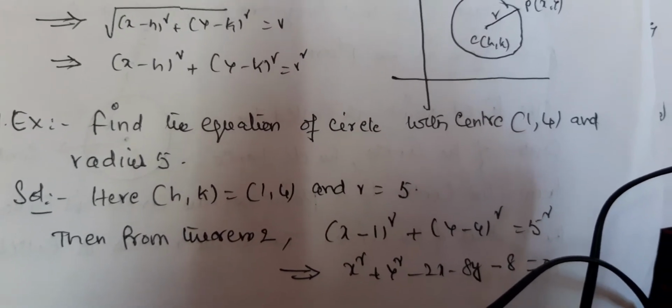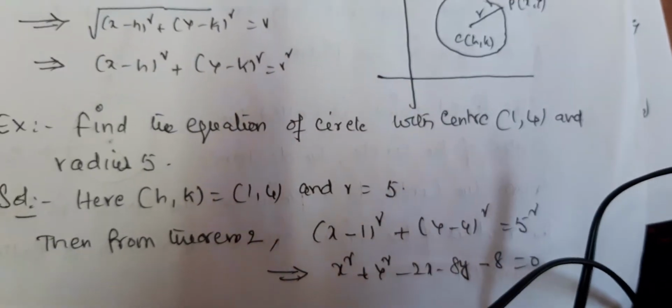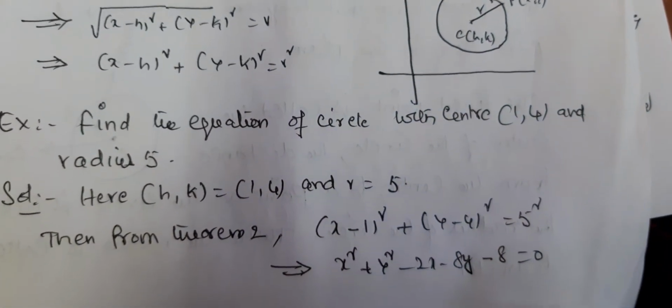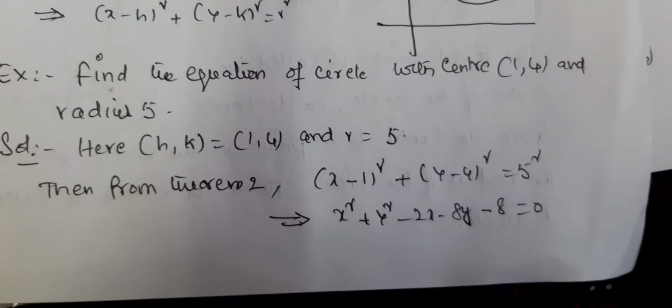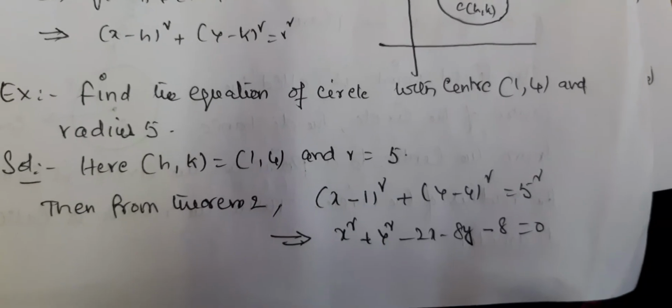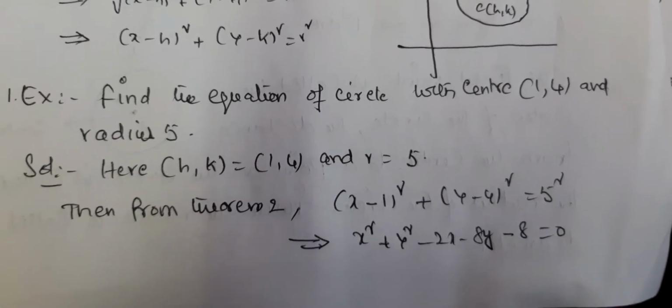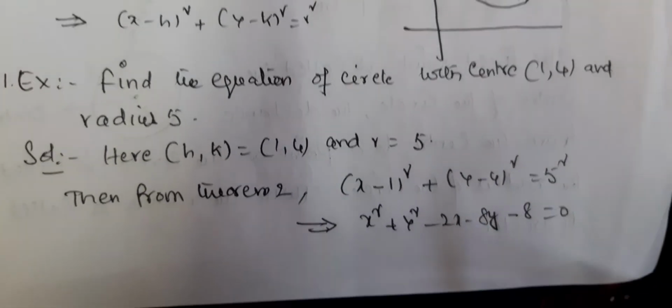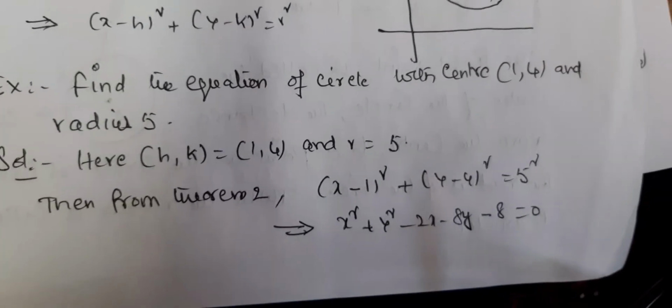So this implies x square plus y square minus 2x minus 8y minus 8 is equal to 0. That will be the equation of the circle. So when the center of the circle is (1, 4) and radius 5, the equation of the circle becomes x square plus y square minus 2x minus 8y minus 8 is equal to 0.